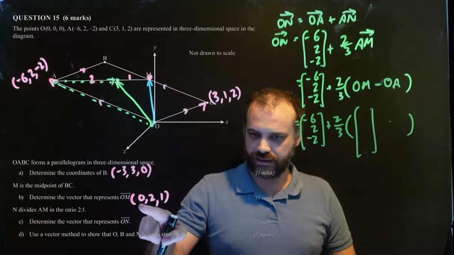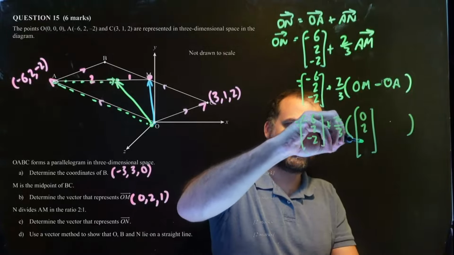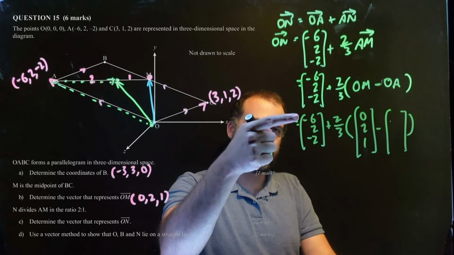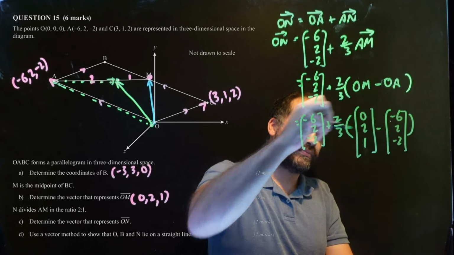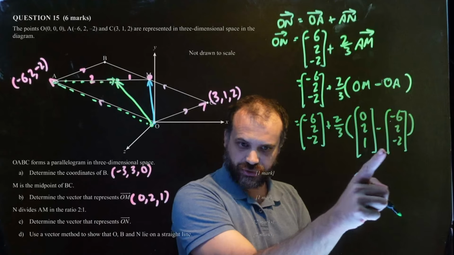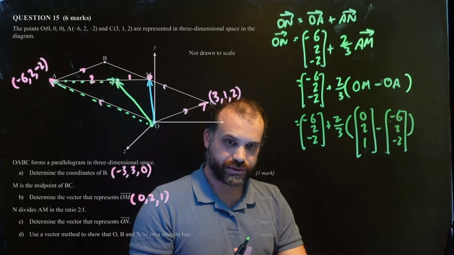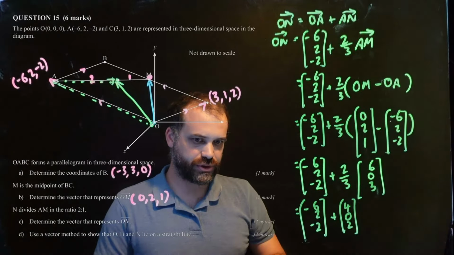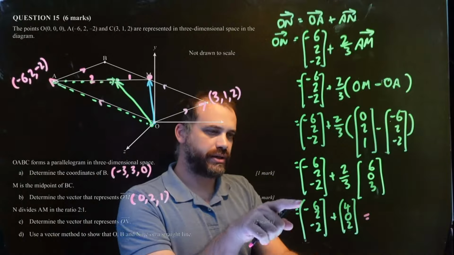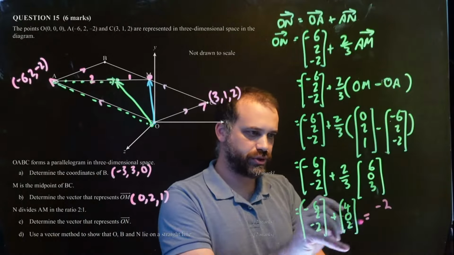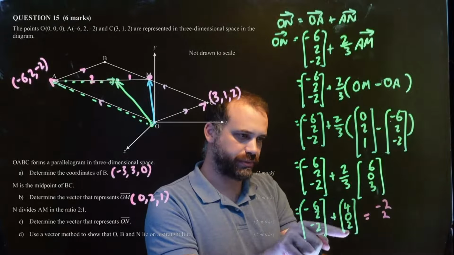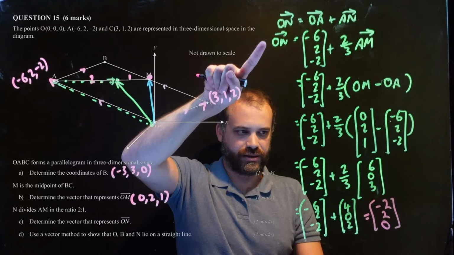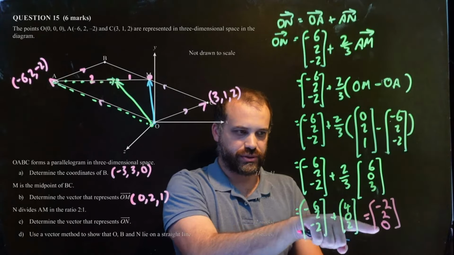OM, I found that here. 0, 2, 1. And now I'm subtracting OA, and I know what OA is. It's -6, 2, -2. All right, so subtract those from each other and then multiply it by 2/3. So adding those together, I get 6, 0, 3. Multiplying it by 2/3, I get 4, 0, 2. And then, running out of space, I'll just do it over here. -6 plus 4 is -2. 2 plus 0 is 2. And -2 plus 2 is 0. My final answer is that vector ON is equal to (-2, 2, 0).